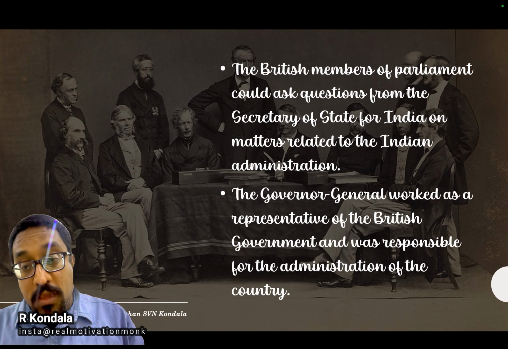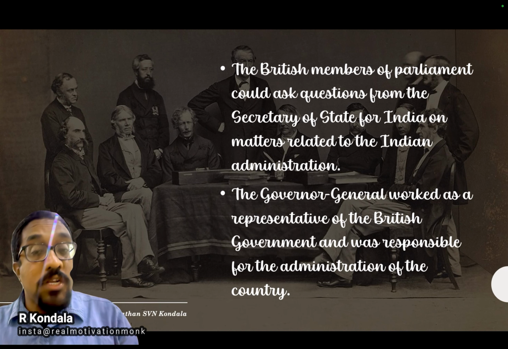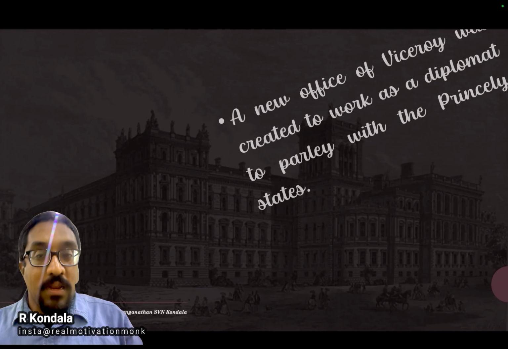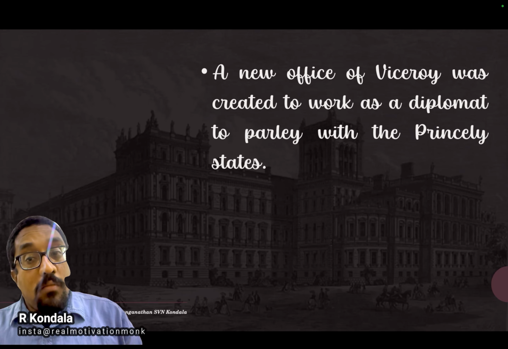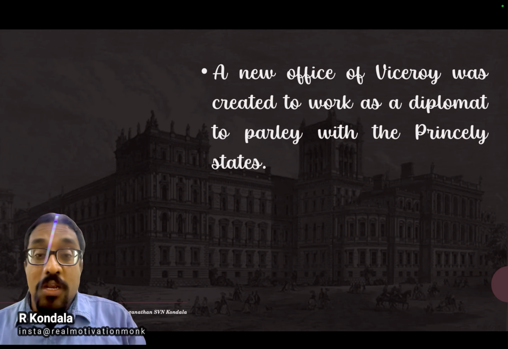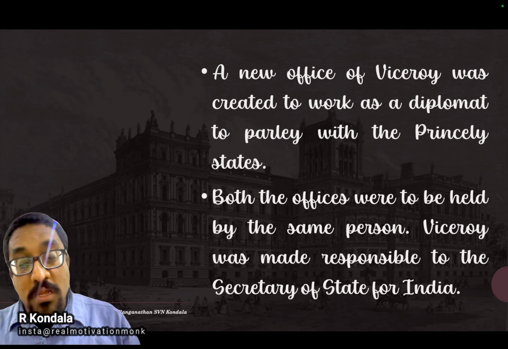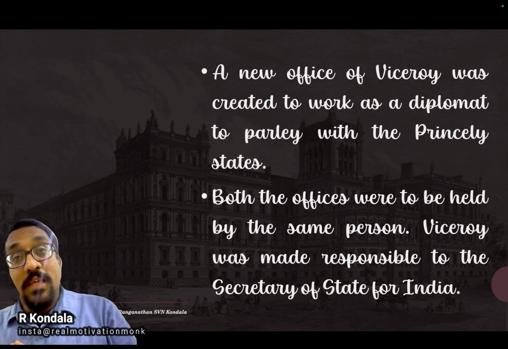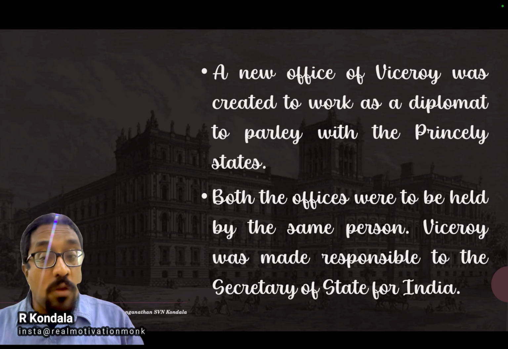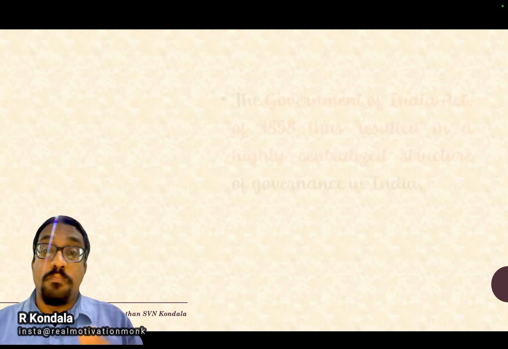So technically speaking, the Governor General worked as a representative of the government and was responsible for the administration of the country as per the principles mentioned in the Government of India Act 1858. The newly created office of Viceroy was created essentially to work as a diplomat on parley with princely states. So it was essentially a ceremonial office, a point of contact between the British Crown and the existing Indian princely states, and the same person was to hold the office of Viceroy as well as the Governor Generalship. Both these officers were made responsible to the Secretary of State for India. The Secretary of State for India was made responsible to the British Parliament.